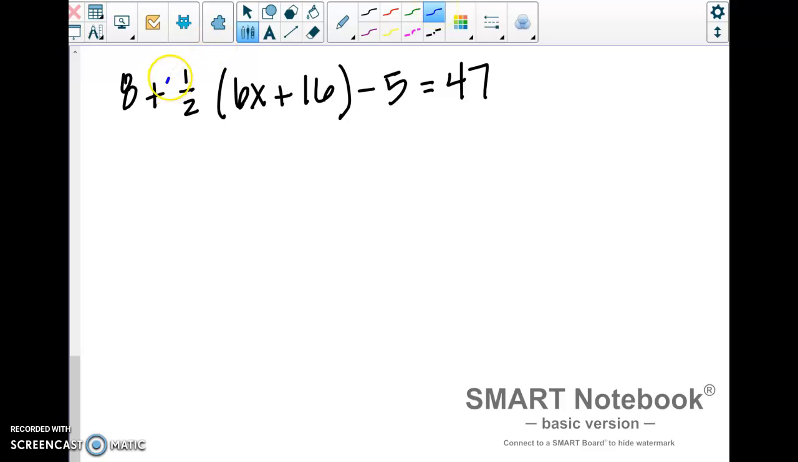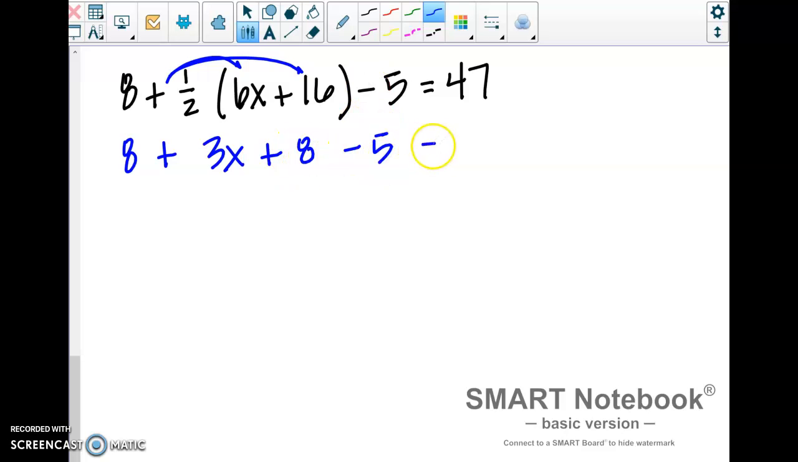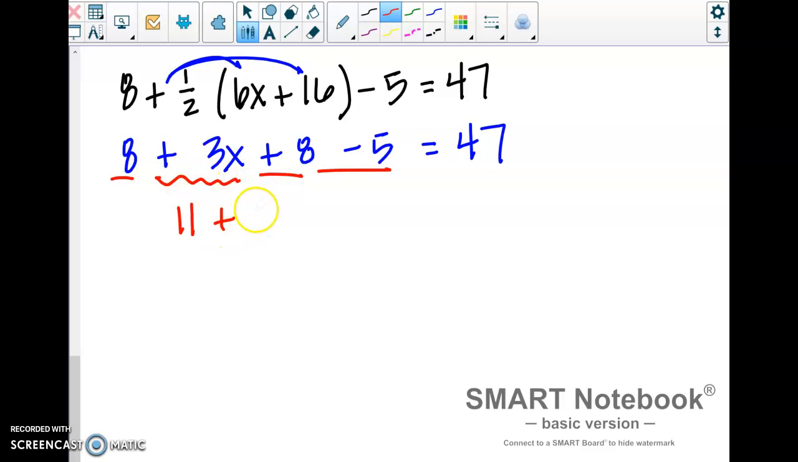Okay, to solve this one, I would start by using the distributive property. So the 8 just stays 8, but then 1/2 times 6x, or 1/2 of 6x, is 3x, and 1/2 of 16 is 8, and then the minus 5 just stays, equals 47. So first step was distributive property. Second step is going to be combining like terms. 8 plus 8 is 16. 16 minus 5 is 11, plus the 3x. So 11 plus 3x needs to equal 47.